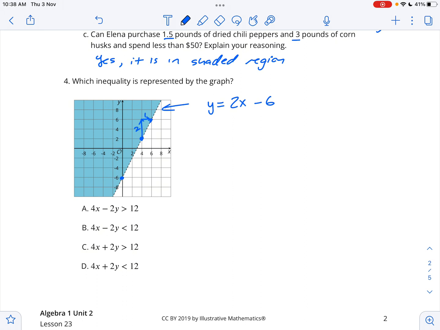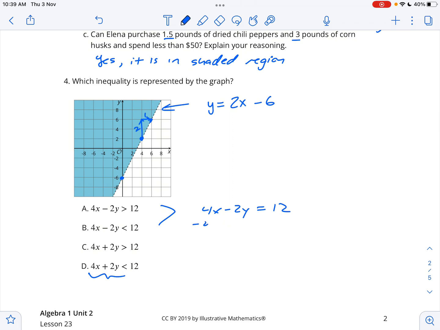So I'm looking for which one of these expressions down here is going to be equivalent to y equals 2x minus 6. You notice the first two are in the form 4x minus 2y. One is greater than 12 and one is less than 12. So I'm just going to write this as an equation to start and turn it to slope-intercept form and see if it equals y equals 2x minus 6. I wouldn't do anything with the y. I'm going to leave that alone.